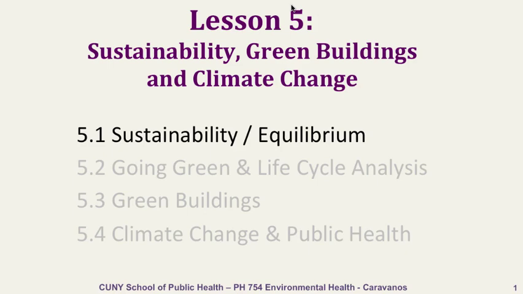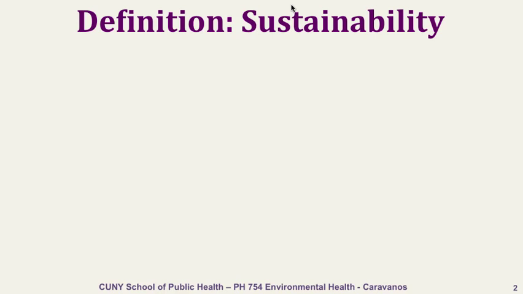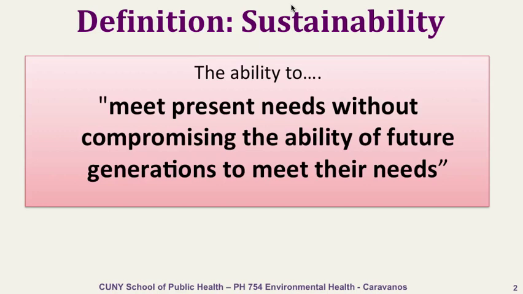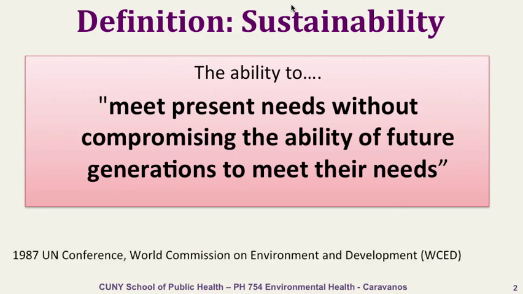So let's begin. What does sustainability mean? We use that word so much today. Essentially, it's the ability to meet present needs without compromising the ability of future generations to meet their needs. It makes perfect sense, this definition, and it was actually devised in 1987 at a UN conference. And we use this term quite a lot today, whether it's with environment, economies, or even energy sources.